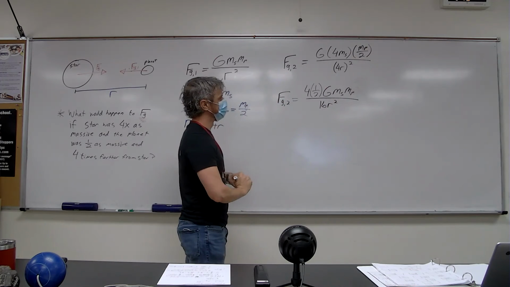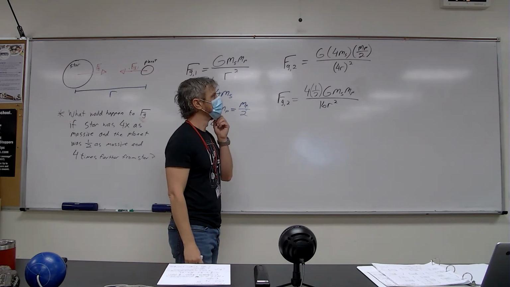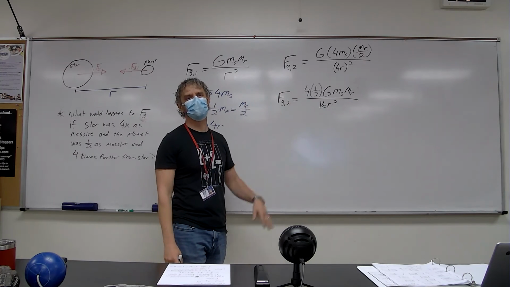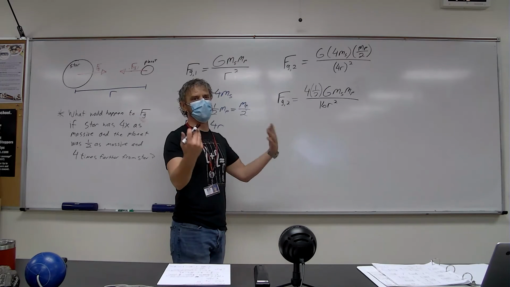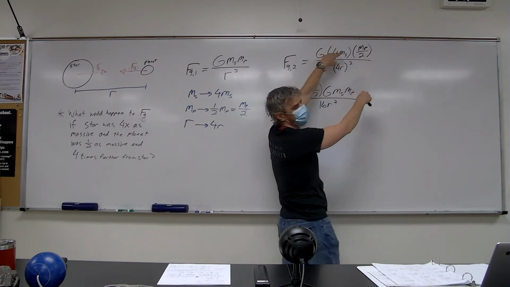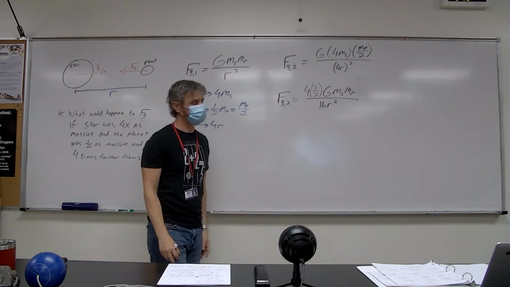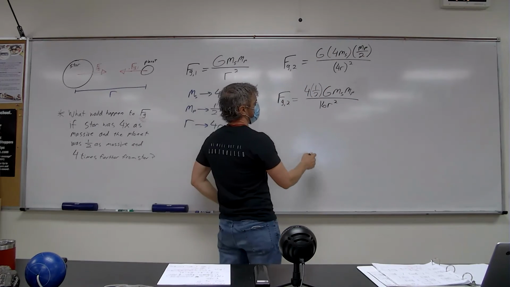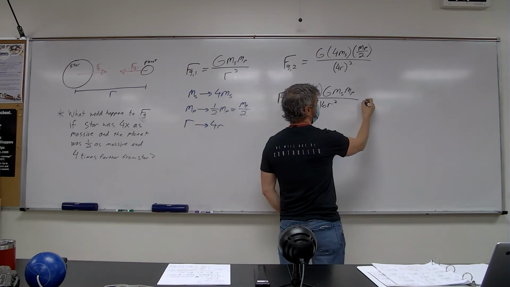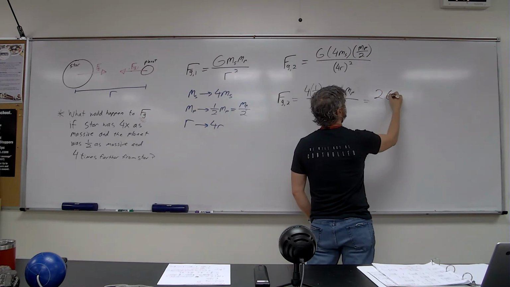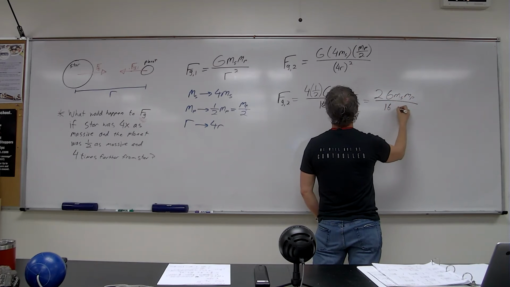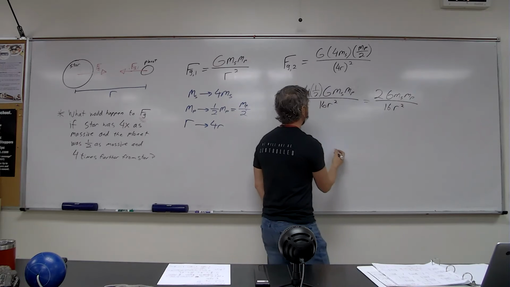Why wouldn't you just cross simplify? You can. If you can simplify the math here, that's fine. But I'm doing it this long way. Yes, you can cancel this 4 with that. You can cancel that 2 with that 4, and you're left with the 2 in the numerator. That's fine. We do the same thing here, right? 4 times 1/2 is 2. And so I can replace that with 2. G, mass star, mass planet, divided by 16 r squared.